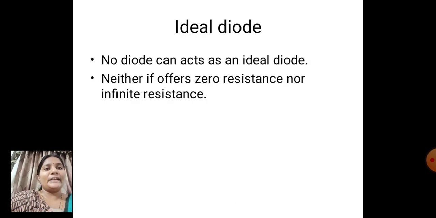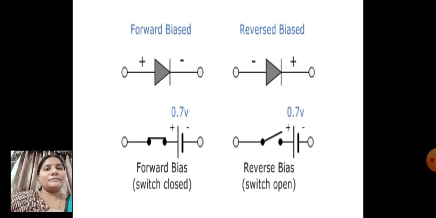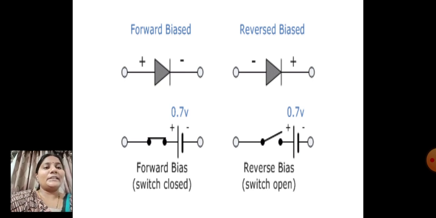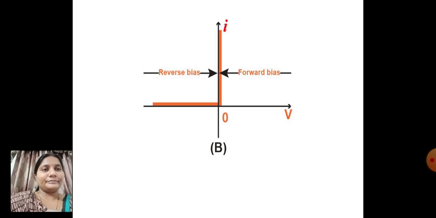We'll see what an ideal diode is. So this is the ideal diode. When the diode is connected in the forward bias, it works as a closed switch and it allows the current in one direction, and this is known as an on switch. When it is connected in the reverse bias, it works as an open switch and it conducts no current, and it works as an off switch. We will see the graph.